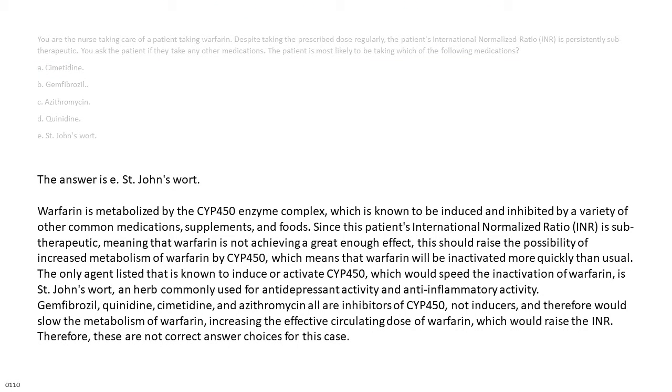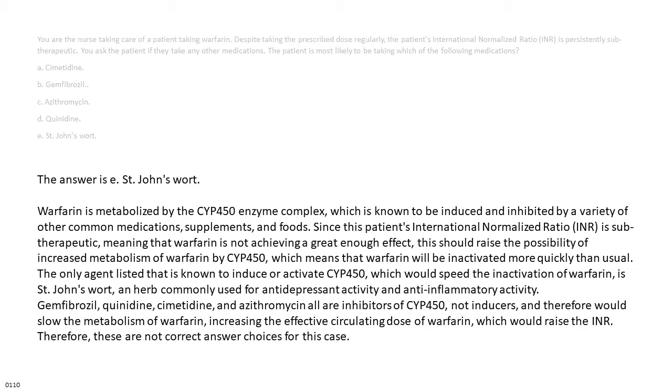The answer is E. St. John's wort. Warfarin is metabolized by the CYP450 enzyme complex, which is known to be induced and inhibited by a variety of other common medications, supplements, and foods. Since this patient's international normalized ratio, INR, is subtherapeutic, warfarin is not achieving a great enough effect.